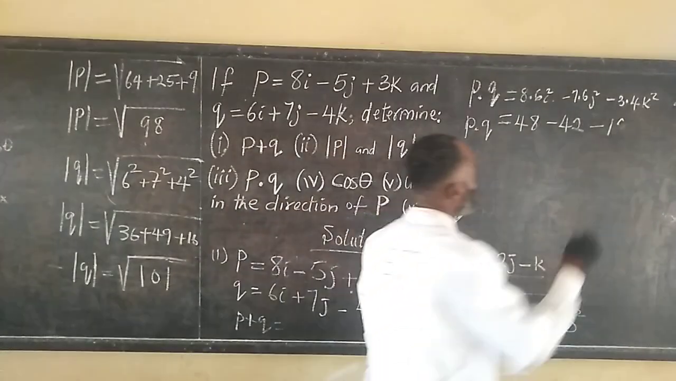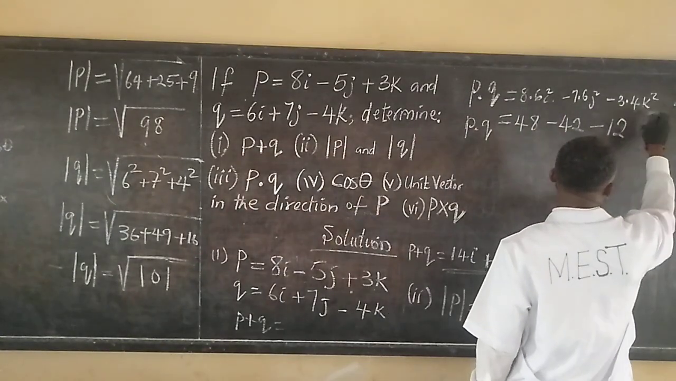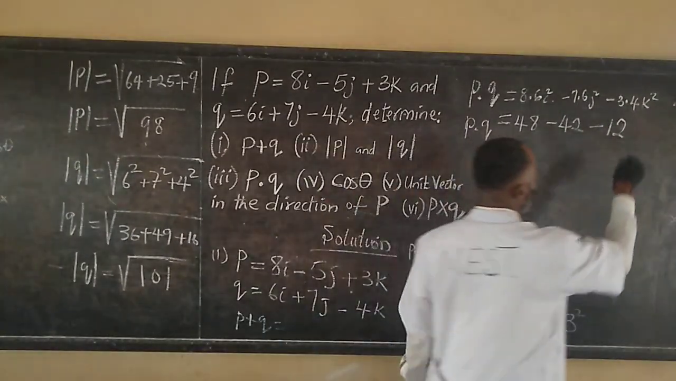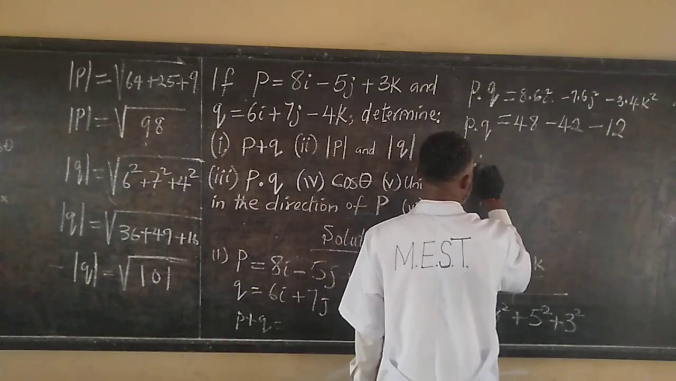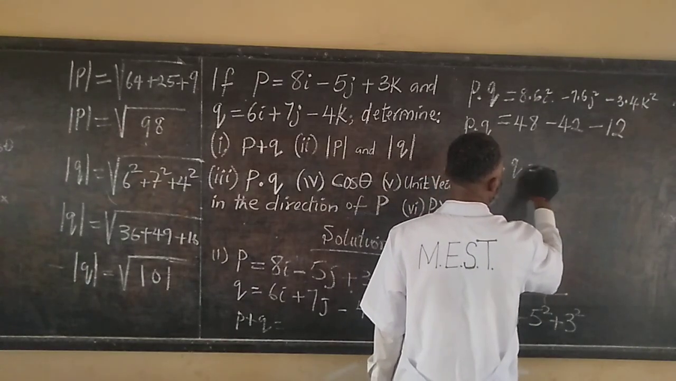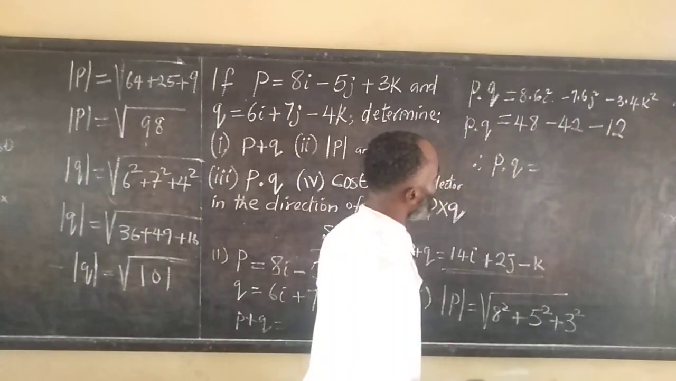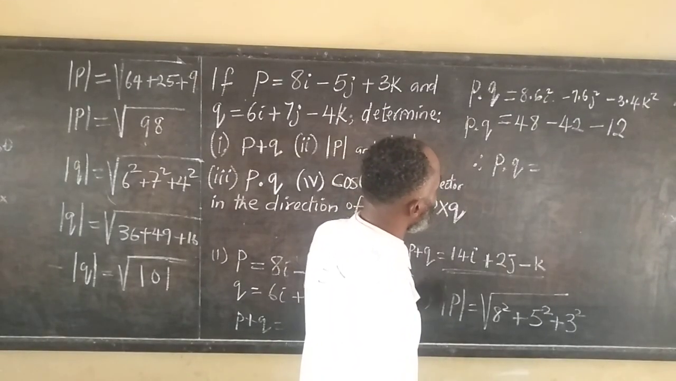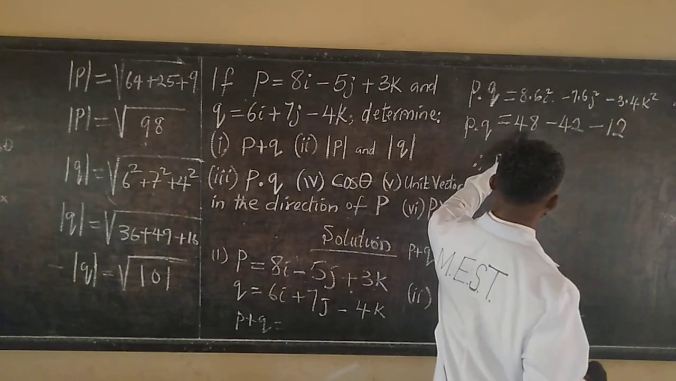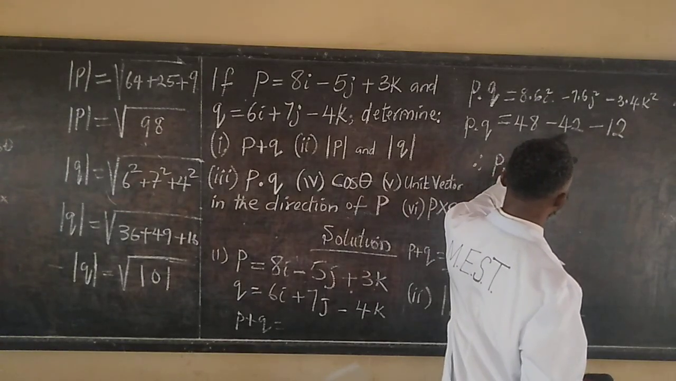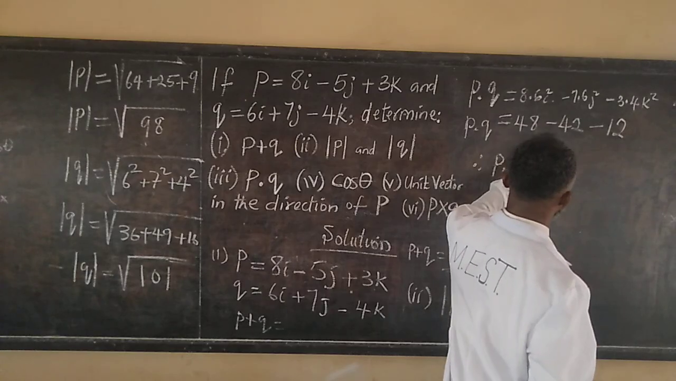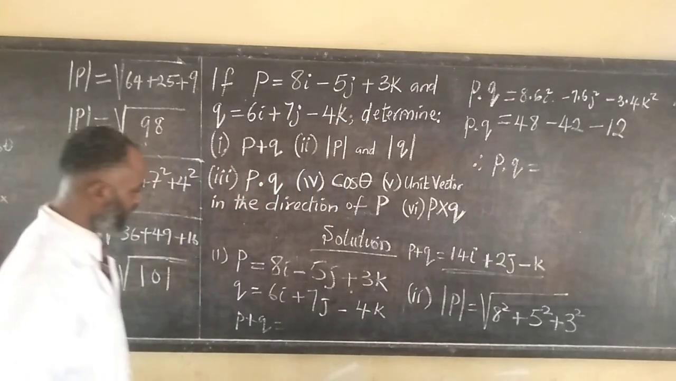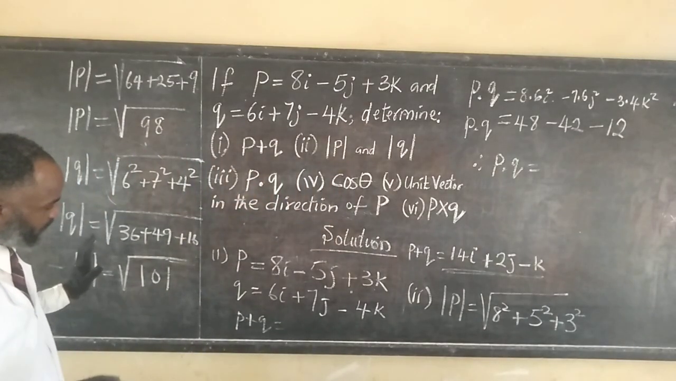Okay, that's 12. And then k squared is 1, according to the dot product: k times k is 1. So now we have that. Therefore, p dot q is equal to, let's see what happens here. This is 48 minus this, all right? 48 minus 40, 42 minus 12. I hope we're not missing anything.